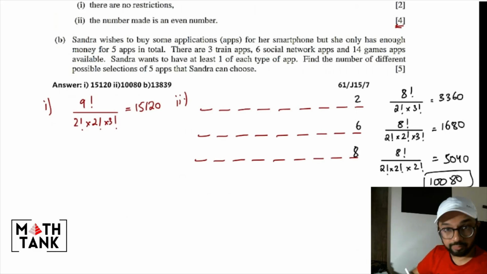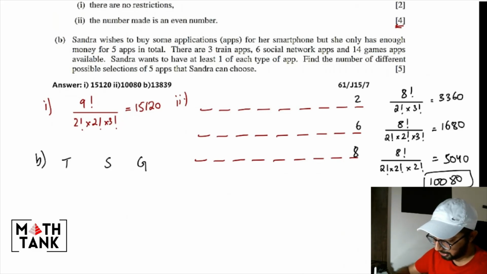Sandra wishes to buy some apps for her smartphone, but she only has enough money for 5 apps in total. There are 3 train apps, 6 social networking apps, and 14 game apps available. Sandra wishes to buy at least one of each type of app. Find the number of different possible selections of the 5 apps that Sandra can choose. Now there are sets of apps that I need to choose from, and there's a lot of choice, to be honest.